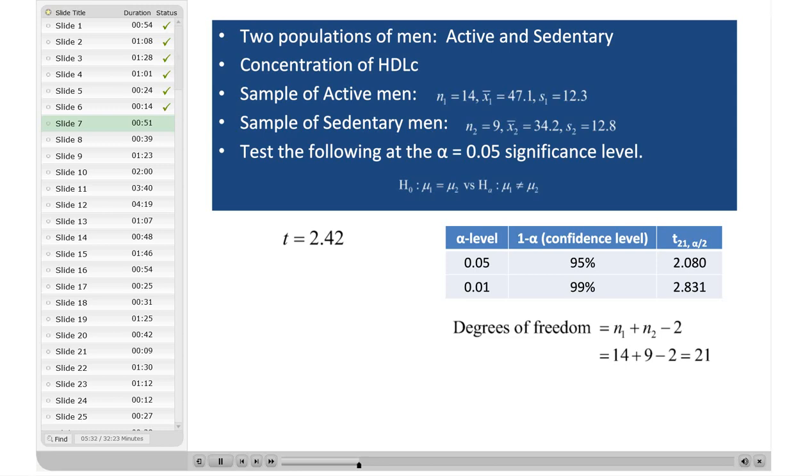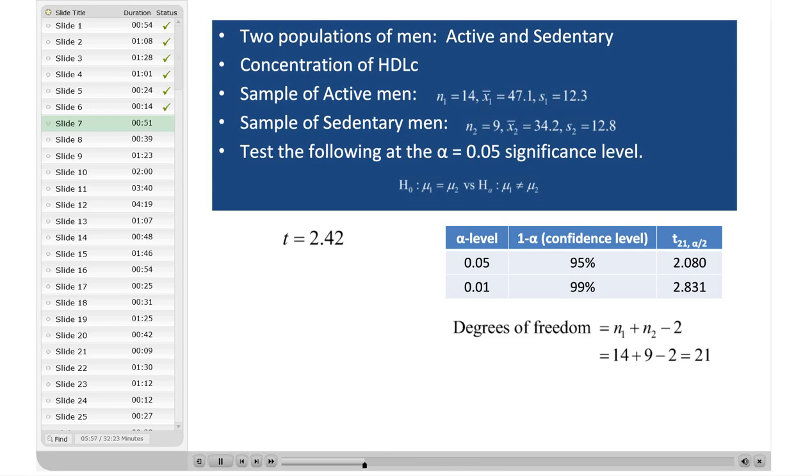And a t-distribution requires you to know two things. You have to know your confidence level, or equivalently your significance level, and you need to know how many degrees of freedom you're dealing with. When you're doing a two-sample t-test where the samples are independent and the variances are equal, the degrees of freedom is n1 plus n2 minus 2. So we just plug those numbers in and we get a degrees of freedom equal to 21.